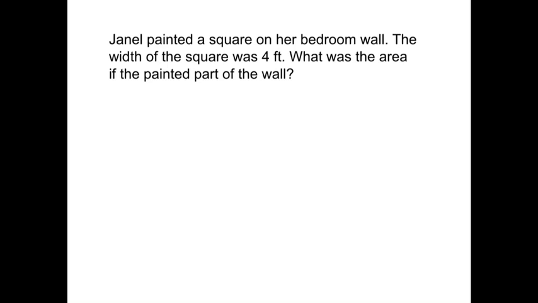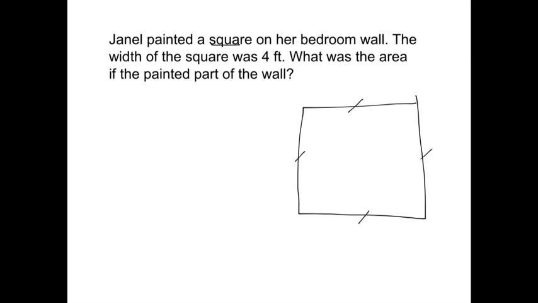So we need to draw a picture to begin with, right? So we know it says painted a square, so we know we have a square where all sides are the same. So the width is 4 feet. What do we know about the length then? What do we know about this side? We know that it is also 4 feet. And the area is the width times the length.